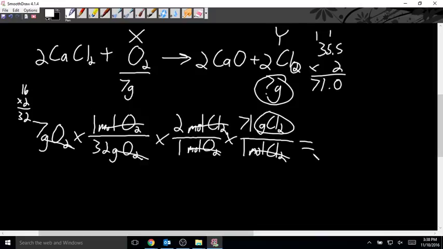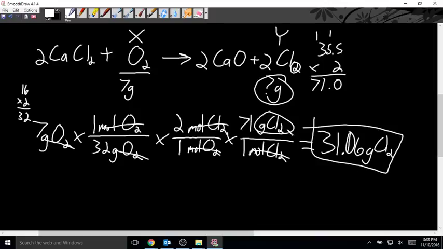This one I'm not even going to try to do in my head, but I do have 7 divided by 32. Come on, calculator. There we go. 7 divided by 32, that'll be times 2 because it's up top. Remember, you multiply anything up top, you divide by anything on the bottom, and then it'll be times 71. And the answer I get is 31.06 grams of Cl2. So if I'm starting with 7 grams of O2, I'm producing 31.06 grams of Cl2.